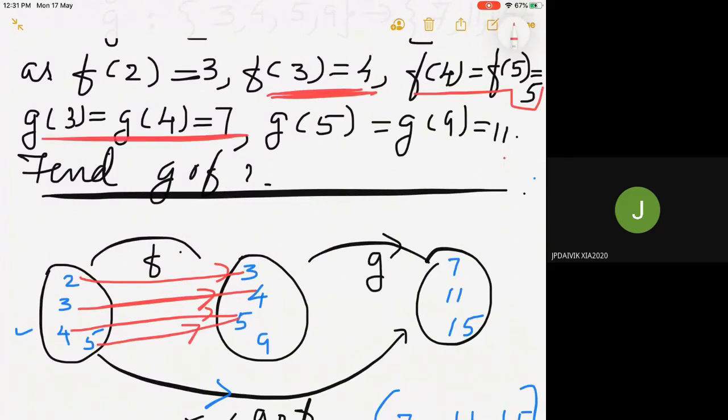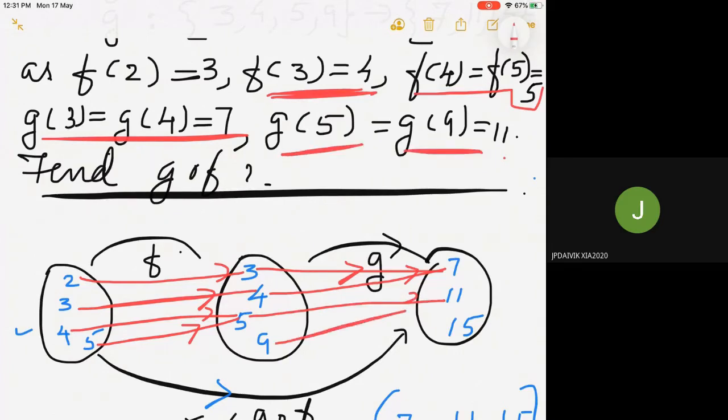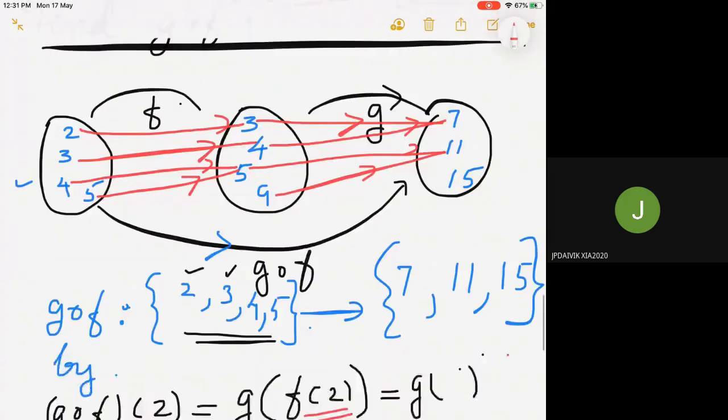g of 3 is 7. g of 4 is also 7. Then g of 5 is 11. g of 9 is also 11. So ये figure भी कर सकता है and you can जल्दी जल्दी देख सकता है.